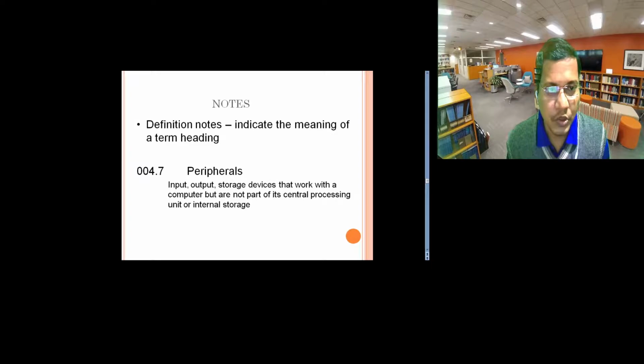So different kinds of notes are there in the DDC. A definition note indicates the meaning of a term heading. In the case of that example, 004.7 Peripherals, what is a peripheral? It is defined by the DDC through a definition note: input, output, storage devices that work with the computer but are not part of its central processing unit or internal storage are called peripherals.